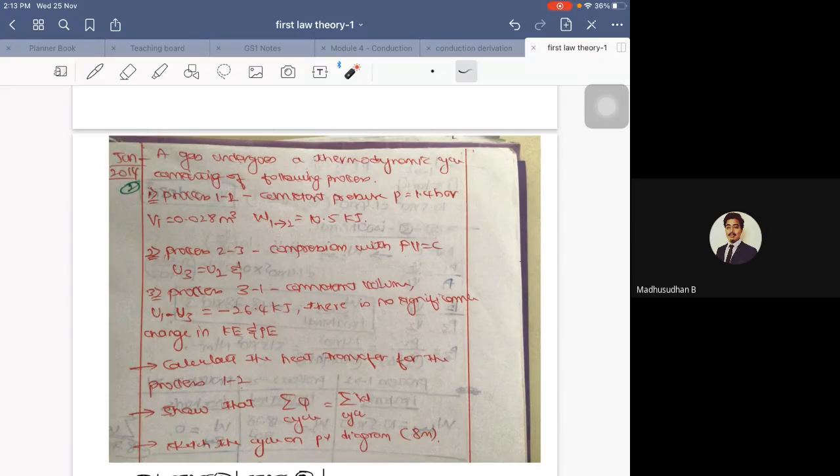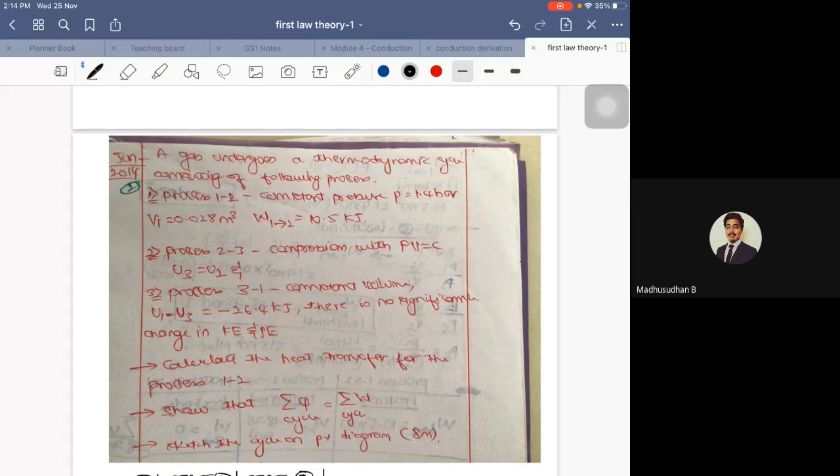Okay, so where was I? This particular cycle consists of three processes in it: this and this and this. Someone was reading the question. Aditya, continue reading it. Constant pressure, P is equal to 1.4 bar. V1 is equal to 0.028 meter cube. And W1 to 2 is 10.5 kilojoules.